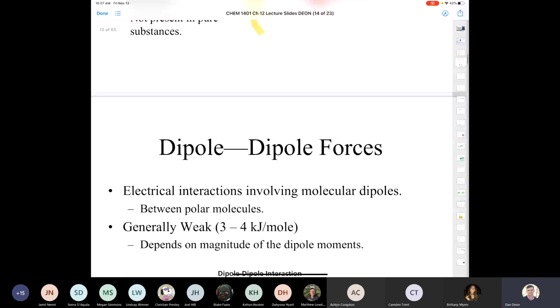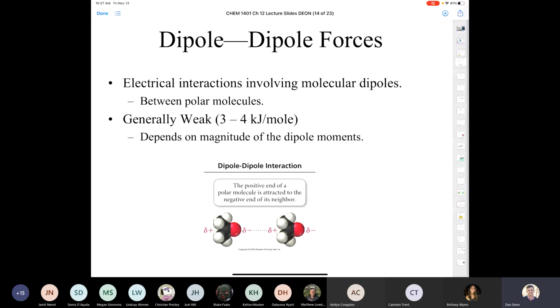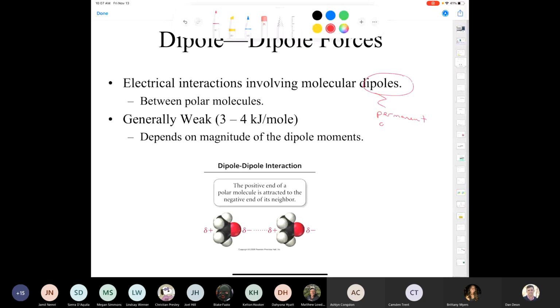Here's a dipole-dipole force, right? I already explained this to you. We said that a dipole-dipole force was the electrical, or the positive-negative, interaction between molecular dipoles. So that means you have to be dealing with molecules that have permanent dipoles. That means that you're dealing with polar molecules. We already discussed what polar molecules are. Between polar molecules. They're generally weak. They're in the neighborhood of 3 to 4 kilojoules per mole. It depends on the strength of that dipole.